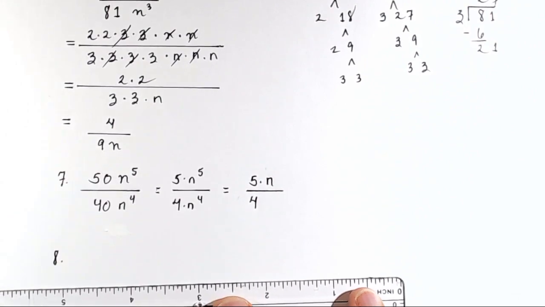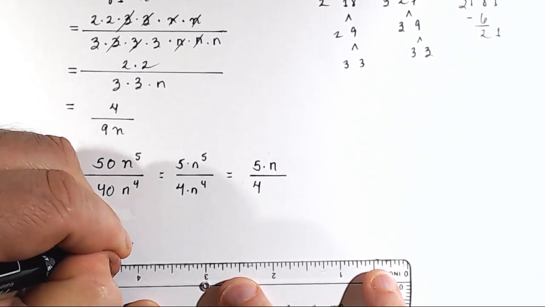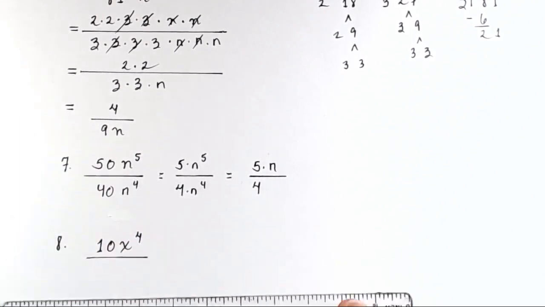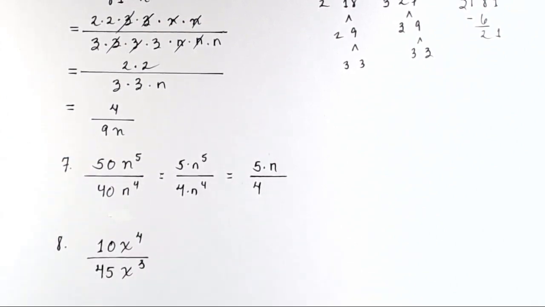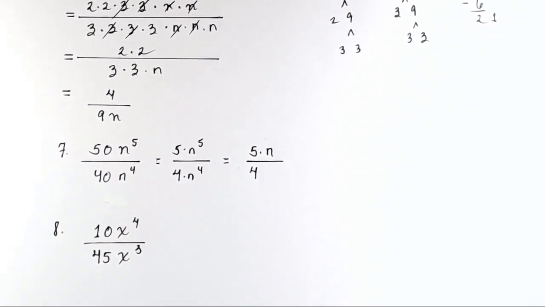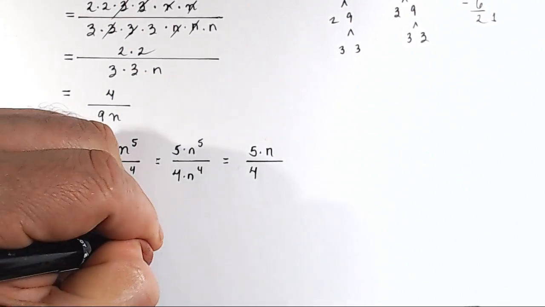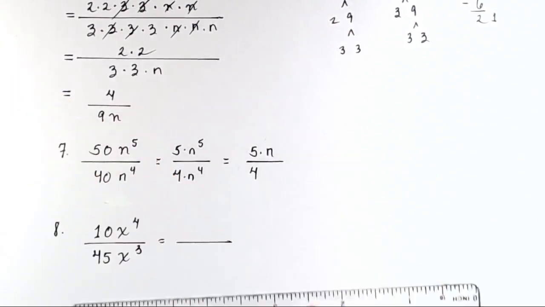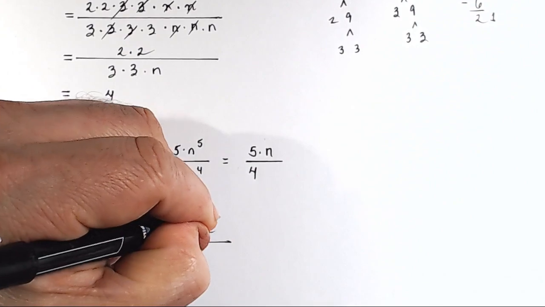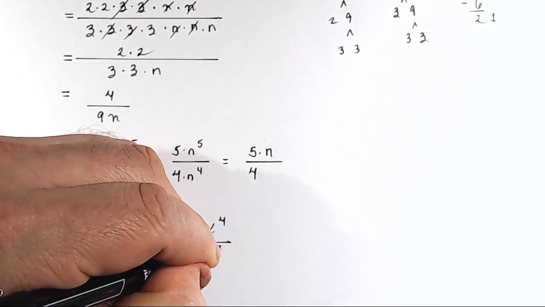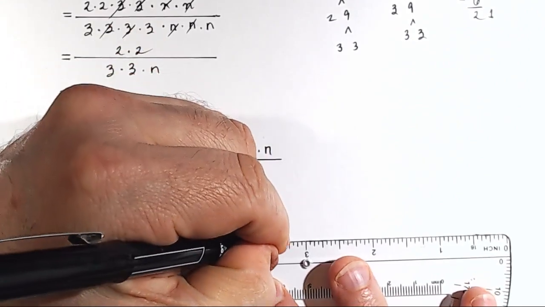Here's number 8, and this is the last problem in the series, and that would be 10x to the 4th power over 45x to the 3rd power. Right, so if we're looking at the greatest common factor here, it would be 5. So we'll divide a 5 out of the 10 and a 5 out of the 45, and that will give us 2 over 9. And then I've got x to the 4th power over x to the 3rd power. Okay, and that is set equal to 2 over 9.